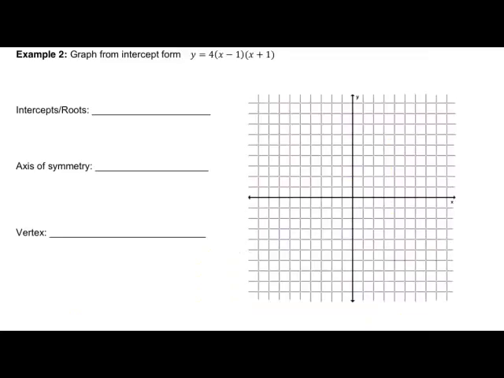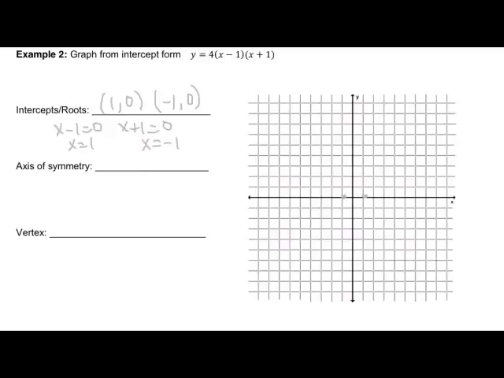So it's a good way to check your work to make sure that your function is opening the way it's supposed to. Example 2, again, we're graphing from intercept or root form. So we first need to find our intercepts or roots. So again, we're setting each part equal to 0. So x minus 1 equals 0, and x plus 1 equals 0. So our roots are (1, 0) and (negative 1, 0), because x equals 1 and x equals negative 1. So we can graph those on our graph.